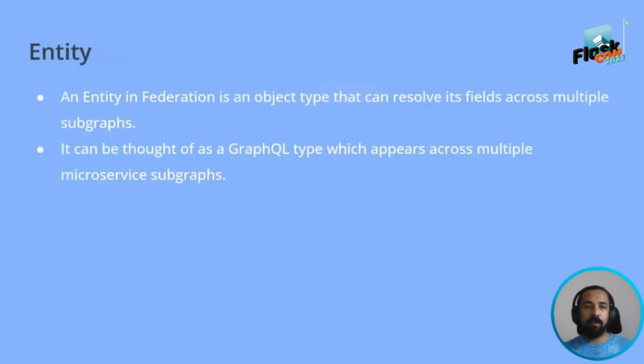Now we have a core concept of GraphQL Federation, which is an entity. An entity is an object type that can resolve its fields across multiple subgraphs. This will be clearer when we see an example. It can be simply thought of as a GraphQL type which appears across multiple subgraphs.